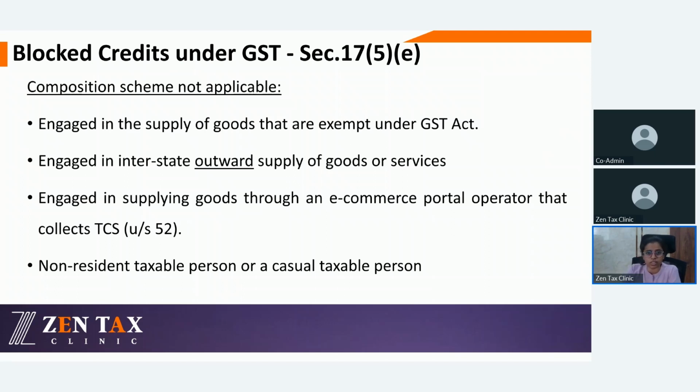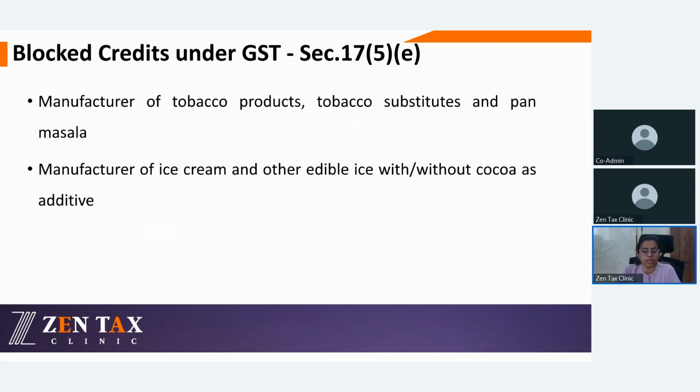And persons who are e-commerce operators who collect tax under section 52, that is TCS under 52, cannot opt for the composition scheme. And if you're a non-resident taxable person or a casual taxable person, you're not eligible for the composition scheme. And in this, there is also a list of goods for which you cannot go for the composition scheme.